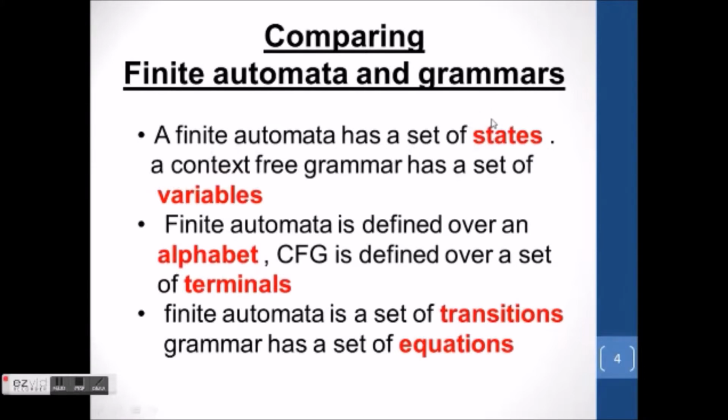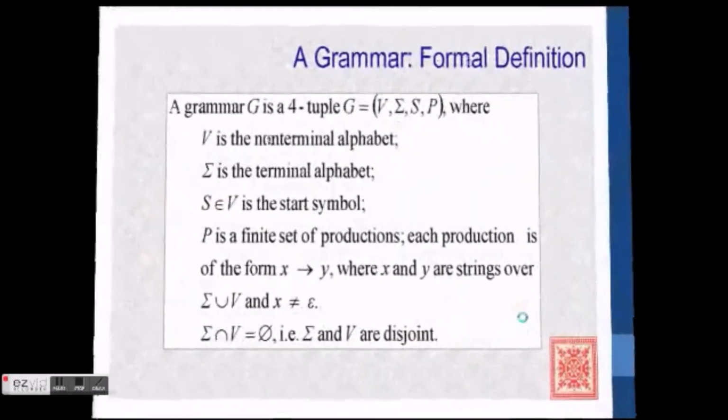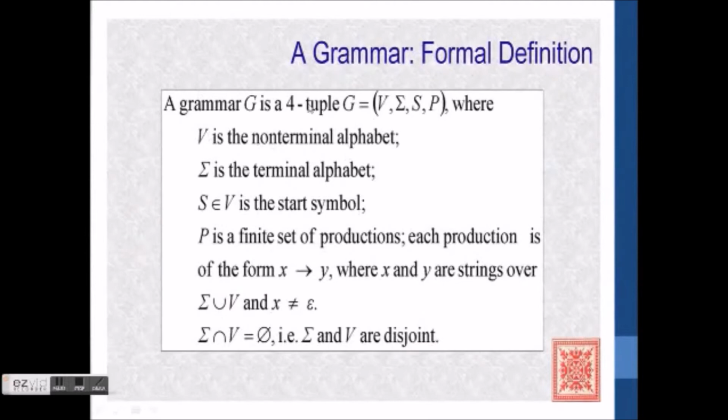Now let us analyze what we have learned till now. A finite automata has a set of states, whereas a context-free grammar has a set of variables. Finite automata is defined over an alphabet, and in CFG we have terminal alphabets. The alphabets and terminals are the small a or b or c, the symbols over which the language is based. And finite automata has a set of transitions, whereas grammar has a set of equations. So this is a set of transitions here, and these are a set of productions, or a set of equations. So this is what we learned about grammar.